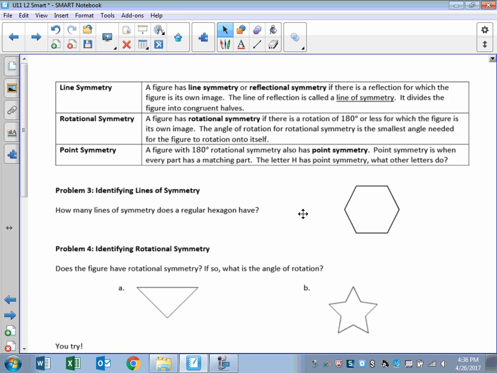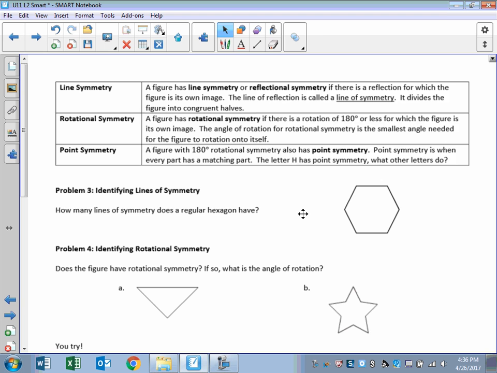Rotational symmetry is if you can turn a shape any amount of degrees, 180 or less, and it lines back up with itself. Point symmetry is if you turn a shape 180 degrees, so you pretty much flip it, or not flip it, but you rotate it all the way around to the other side, 180 degrees, and it lines up perfectly with itself. Okay? So if we think about problem 3, identifying lines of symmetry, we got a regular hexagon.